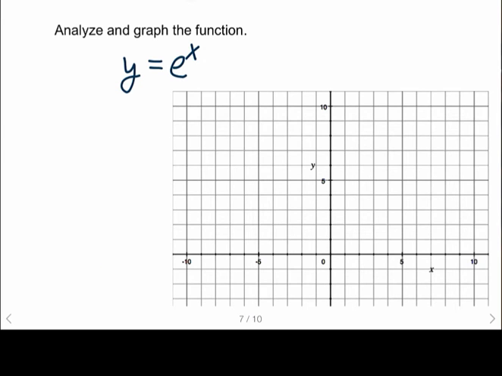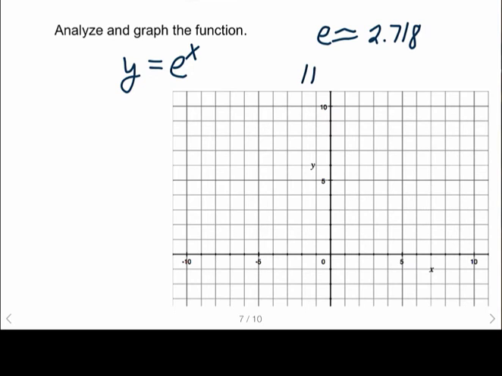Let's look at this next example. We're to analyze and graph y equals e to the x. There's a definition of e, which we'll get to in a different session. For right now, what you need to know is that e is a number, and it's approximately 2.718. And right now you're thinking, this isn't fair. I don't want to represent a number using a letter.